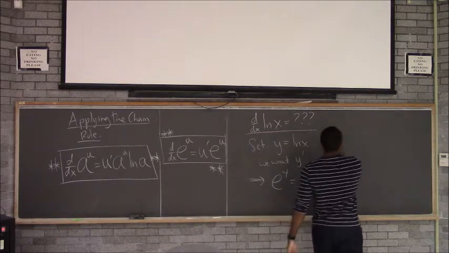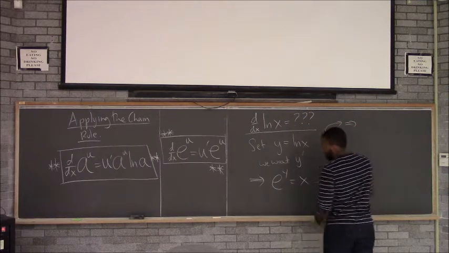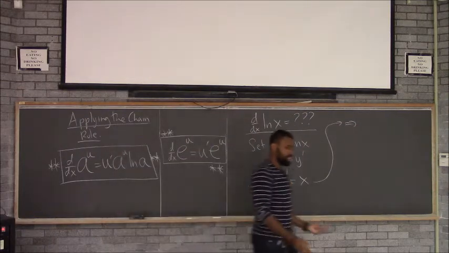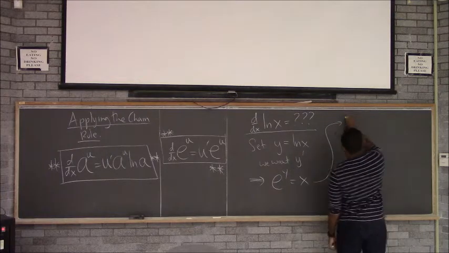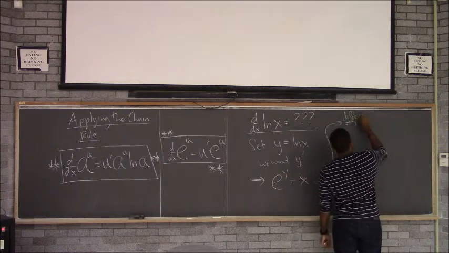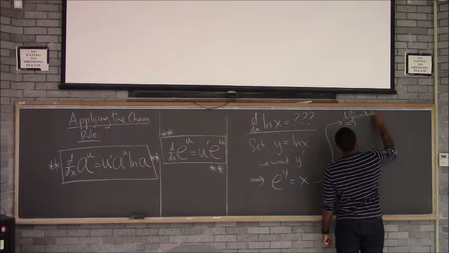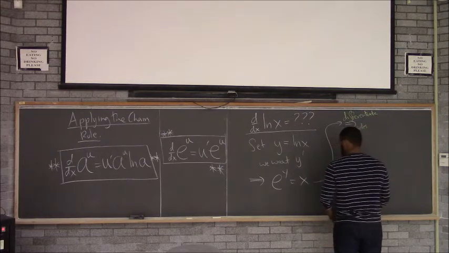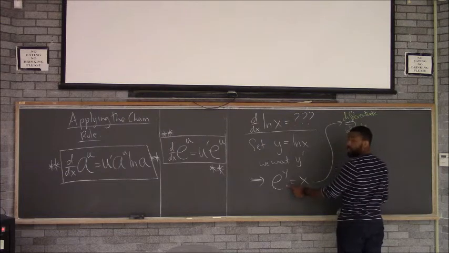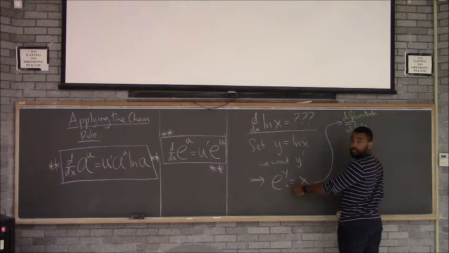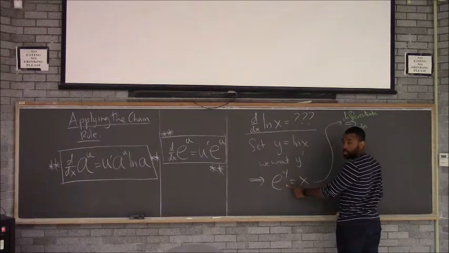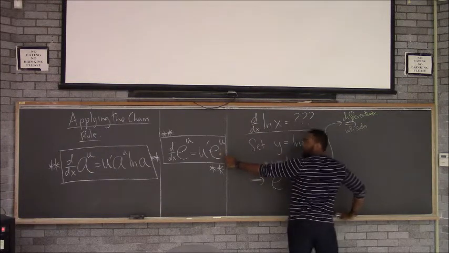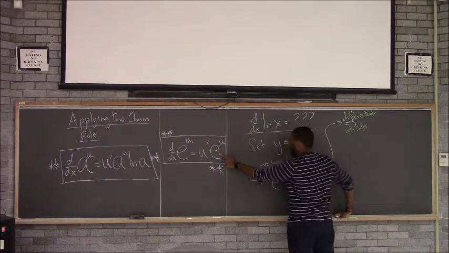Now I want to differentiate both sides of that equation. If these two functions are the same, their slopes are going to be the same. Differentiate both sides. Derivative of e to the y? It's not e to the y. What's the derivative of e to the y? y prime times e to the y.